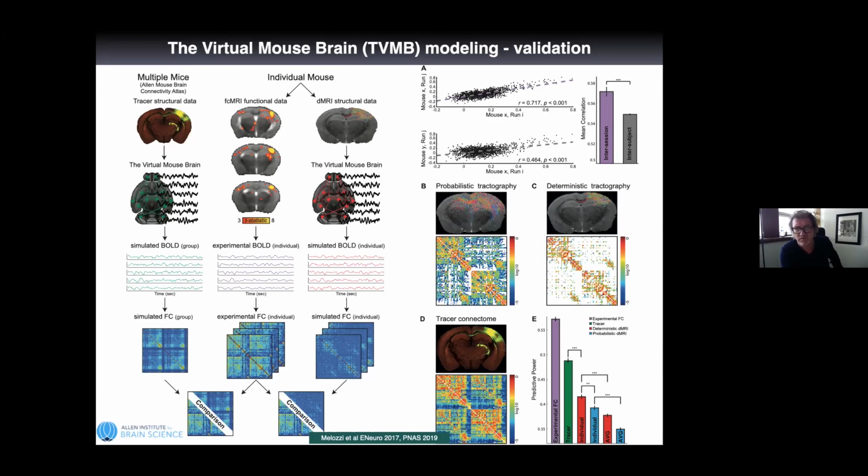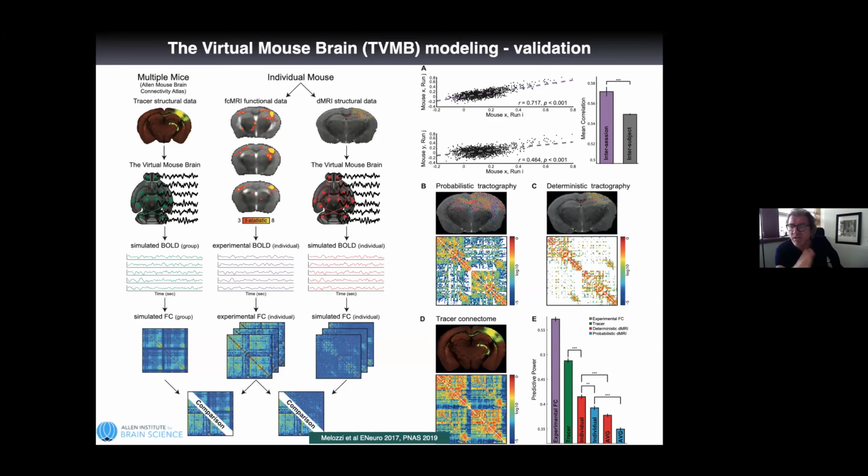such as functional connectivity. You can also put the mouse in the scanner and perform fMRI, but also DTI, anatomical MRI, and go through the other two streams, and then you have an individual mouse model. And again, you have the empirical BOLD data, you have the simulated BOLD data. And then you can compute your favorite metrics to evaluate what is happening in the different mouse models.